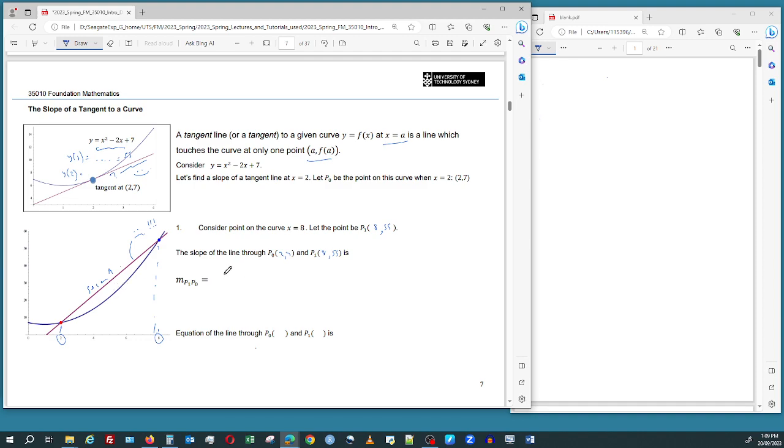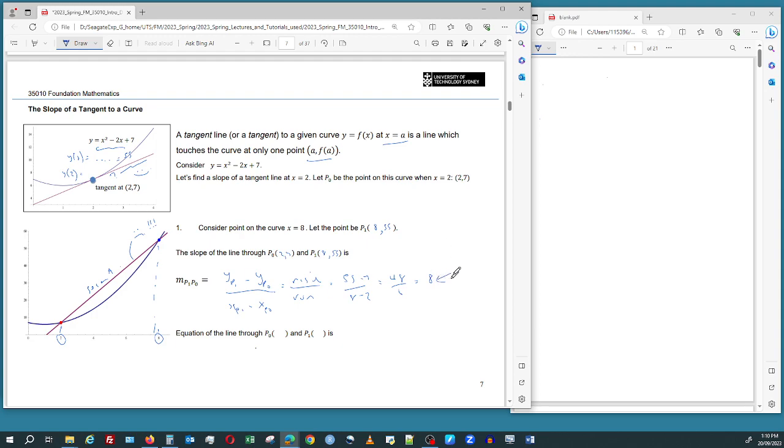So we would take the y of point 1 minus the y of point 0, so that's the rise, over the run, the x of point 1 minus the x of point 0. Okay, so let's not take our eyes off the prize. Rise over run. 55 minus 7 over 8 minus 2 is 48 over 6. And so we get an average gradient.